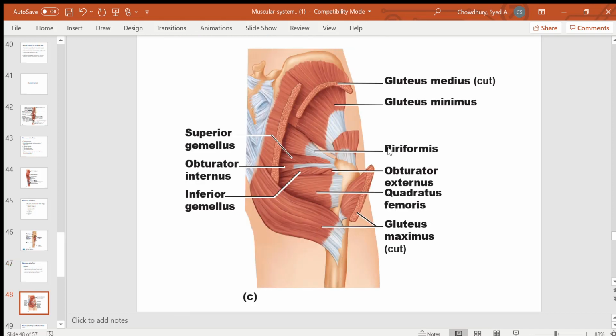Here, the back of the upper part of the thigh, you can see the gluteus maximus, gluteus medius, gluteus minimus, three muscles. The biggest one, the largest; medium sized; smallest. Okay, all of them get attached to the femur.